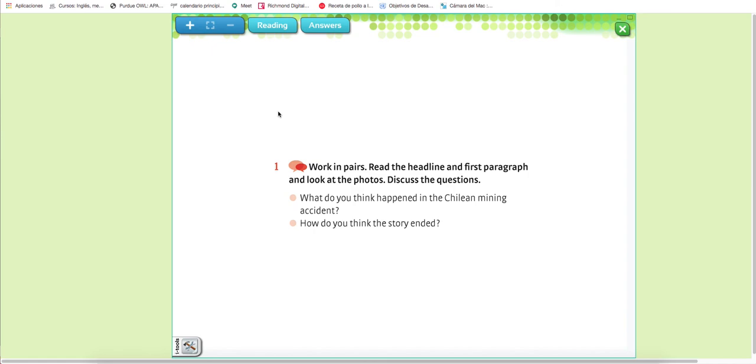Lau, what do you think happened in the Chilean mining accident? Do you know what that is? What can you imagine with that name? I suppose that some people were in the mine and that the entrance was blocked by something, I don't know. Okay, so let's check the images.